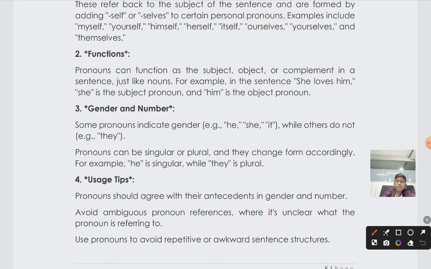Next comes the usage tips of a pronoun. Pronouns should agree with their antecedents in gender and number. Avoid ambiguous pronoun references where it's unclear what the pronoun is referring to. Use pronouns to avoid repetitive or awkward sentence structures.